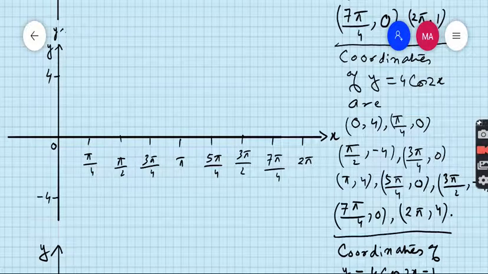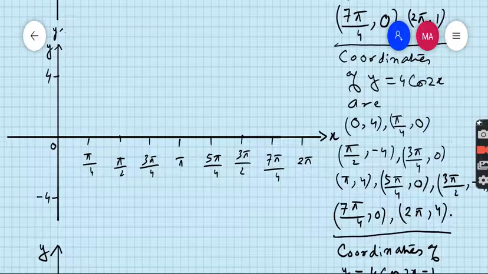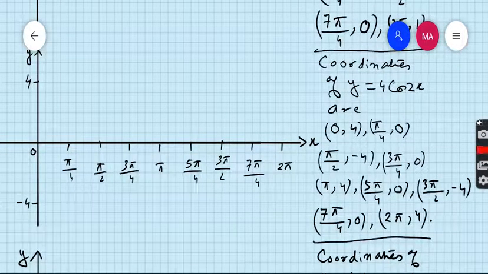So at 0 the value is 4 because the amplitude is changed from 1 to 4. Pi by 4 is 0, pi by 2 is minus 4, 3 pi by 4 is 0, pi is 4, 5 pi by 4 is 0, 3 pi by 2 is minus 4, 7 pi by 4 is 0 and 2 pi is 4. So these are the coordinates of y is equals to 4 cos 2x.